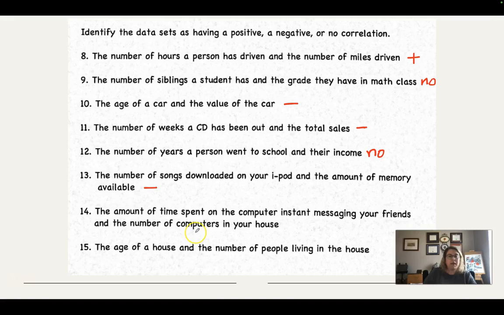The amount of time spent on the computer instant messaging your friends, and the number of computers in your house. No correlation. The age of a house and the number of people living in the house. No correlation. And that's it.